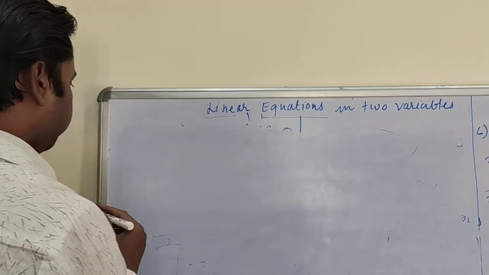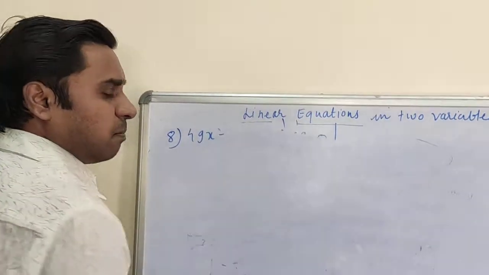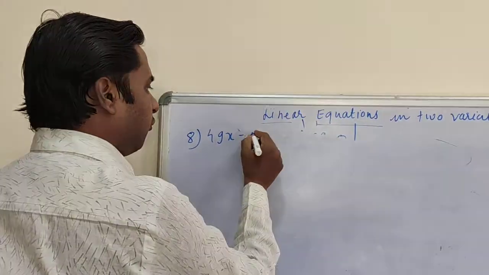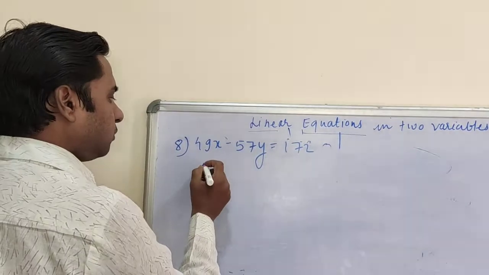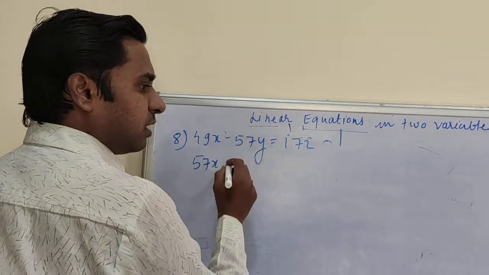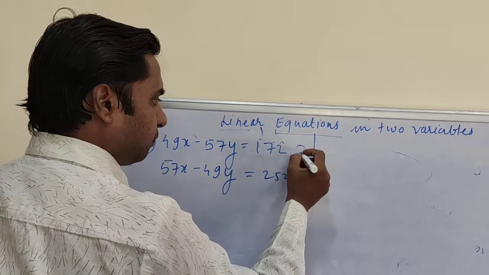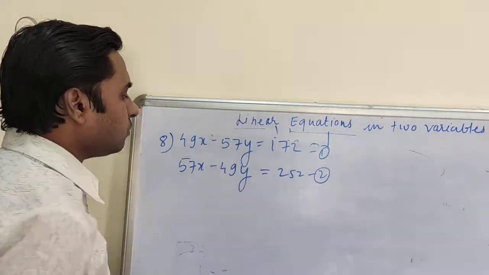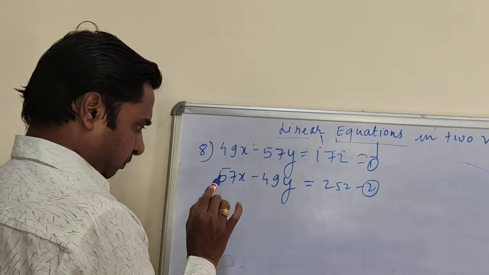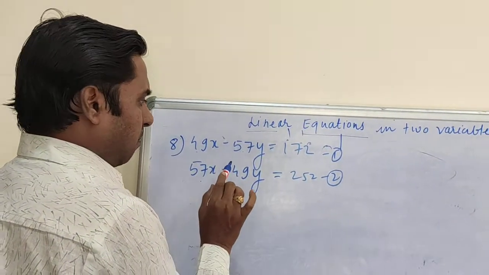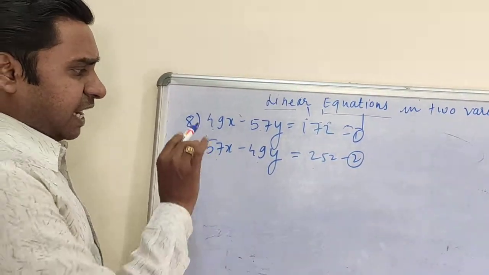Now see here, 49x minus 57y is equals to 172, 57x minus 49y is equals to 252. It is like the previous sum.